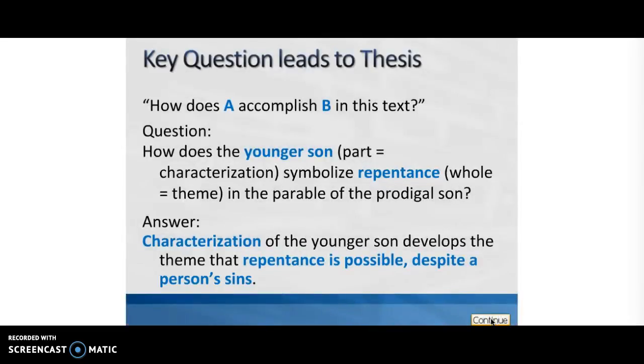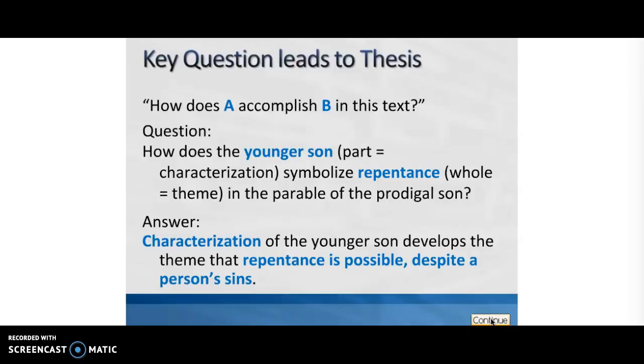You might be tired of the question, how does A accomplish B, by the end of this presentation, but it's a very powerful and important question. The question sets up a natural thesis for your paper. The answer, with a little bit of revision, will basically be your thesis or the paper's claim.